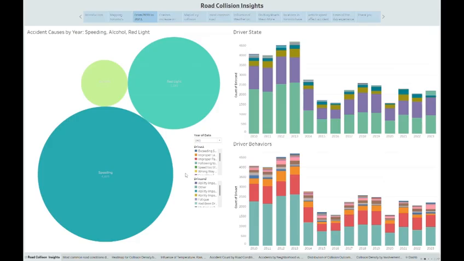Next, let's break it down deeper. We start with a breakdown of accident causes, focusing on speeding, alcohol, and red light violations. When I filter for all years, the data shows that speeding is the leading cause. This sets the stage by highlighting what causes collisions, but it also makes us wonder about the drivers involved. Are these crashes tied to reckless behavior or something else?